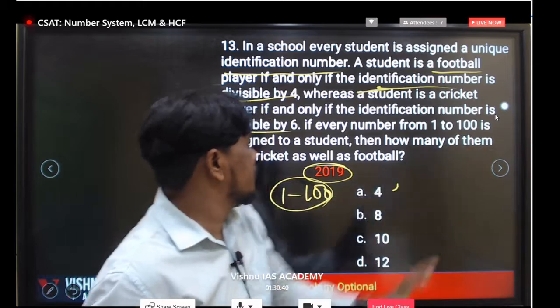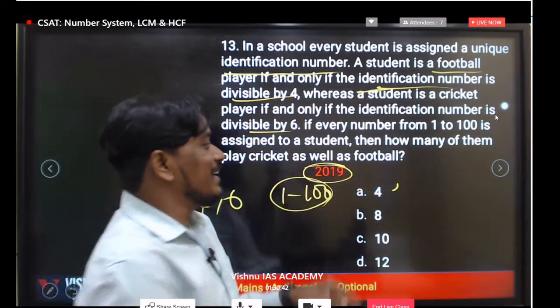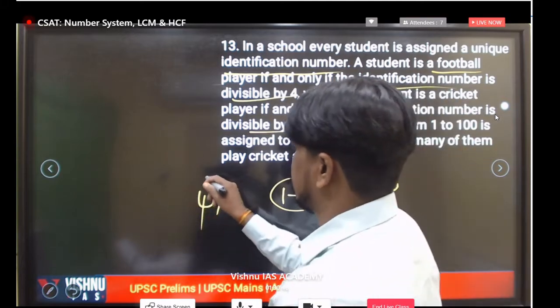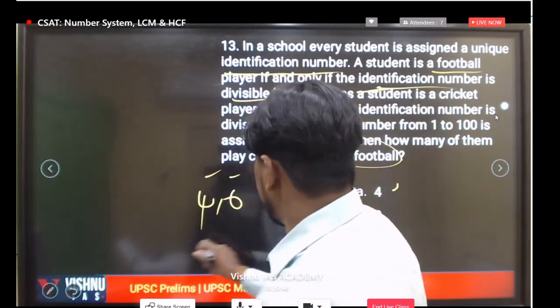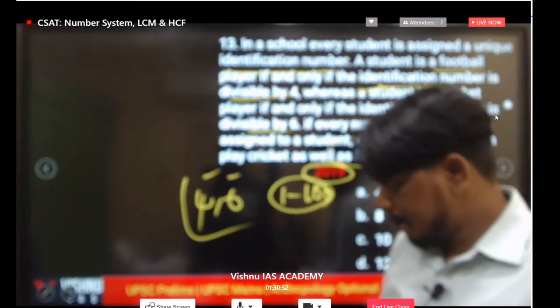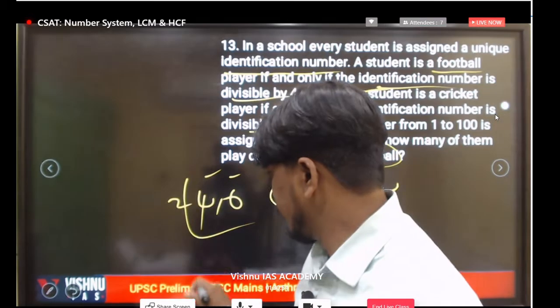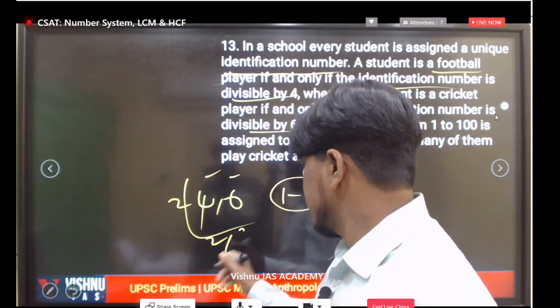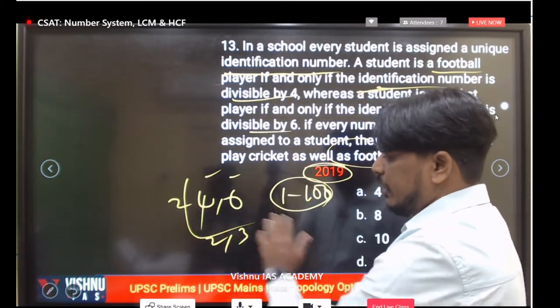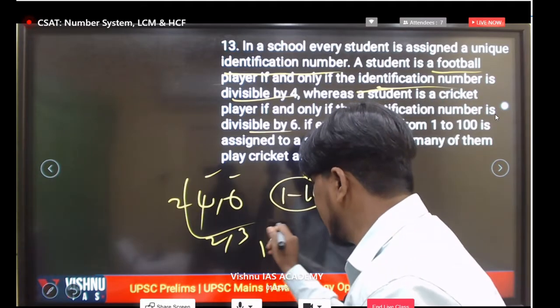Then how many of them play cricket as well as football? Cricket as well as football. For football and cricket we are assigning 4 and 6. Find the LCM of these two. So what are we getting? Simplify: 2 times, 3 times. Clear? So what are we getting? 4 into 3, 12. In total we are getting LCM 12.